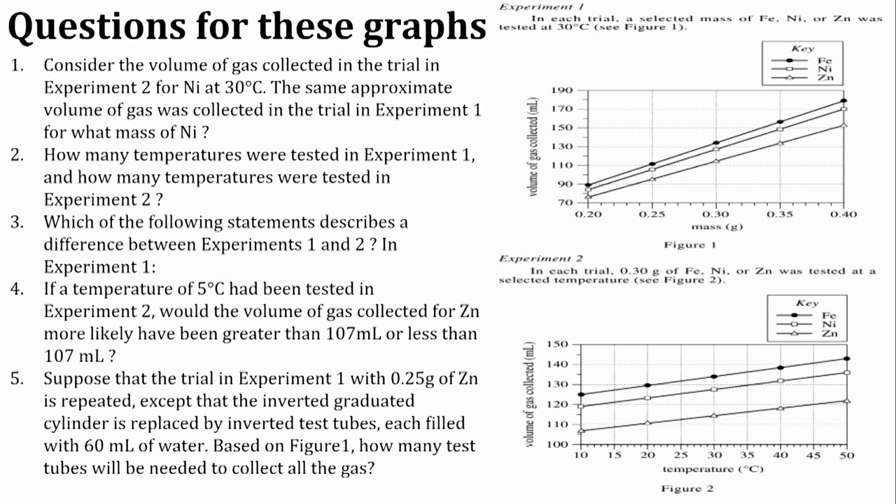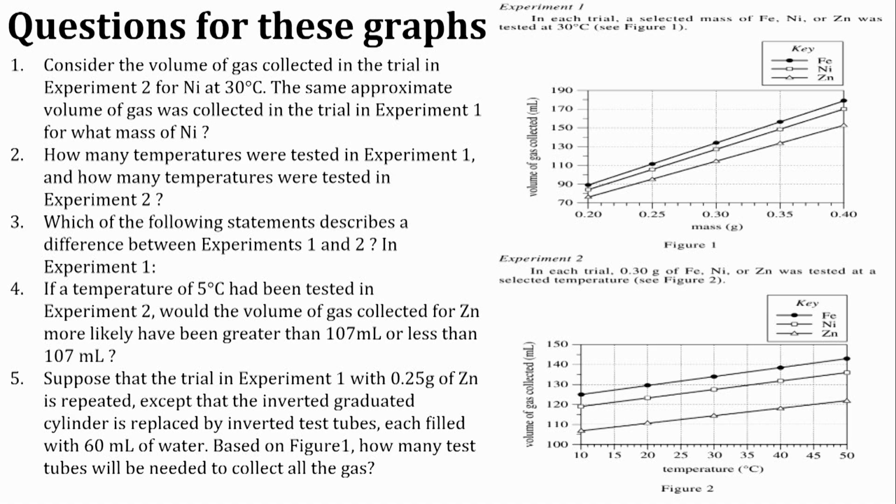So 5 says, suppose that the trial in experiment 1 with 0.25 grams of zinc is repeated, except that the inverted graduated cylinder is replaced by inverted test tubes, each filled with 60 milliliters of water. Based on figure 1, how many test tubes will be needed to collect all the gas? Okay, so what's going on here?